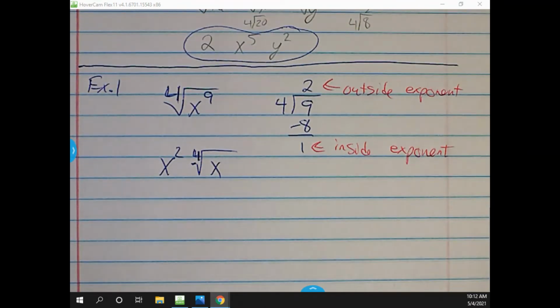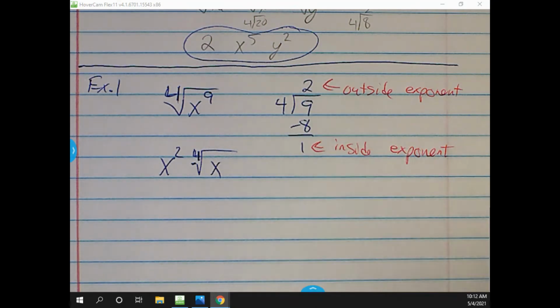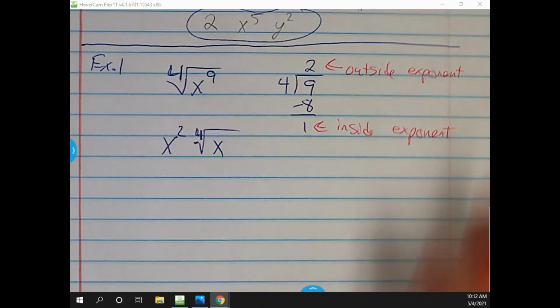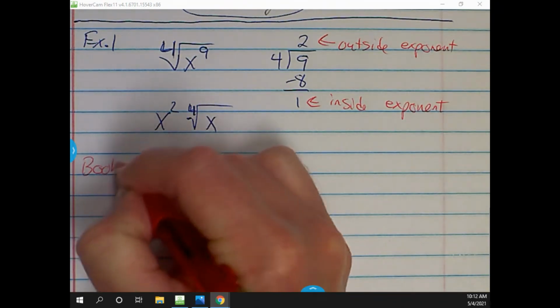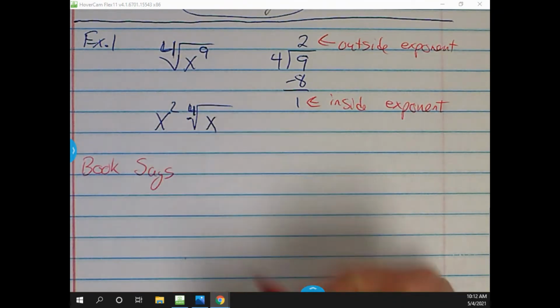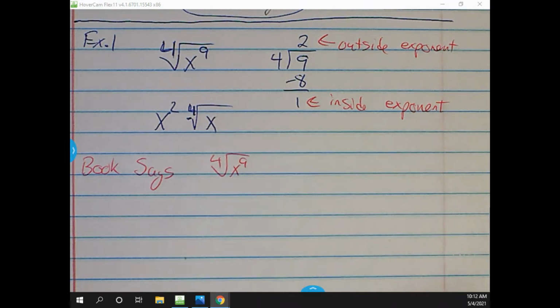All right, now, if you're looking through Math Excel on these, they're not going to show you this. They're going to show you something like this, but they're going to show it to you different. You don't have to write this down, but just realize that if you go through Math Excel and you miss a problem and you look at the show me an example thing, here's what the book says. If you've got the 4th root of x to the 9th, what they tell you is, tell me the biggest multiple that's closest to x to the 9th without going over.